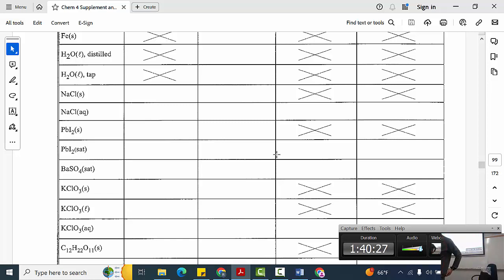So what do we call lead? What's happening with lead? Somebody explain it to me. Is lead-2 iodide molecular or ionic? Ionic. So it's going to form what type of structure? Lattice. Yeah. And then what happens with that when the lead-2 iodide dissolves?